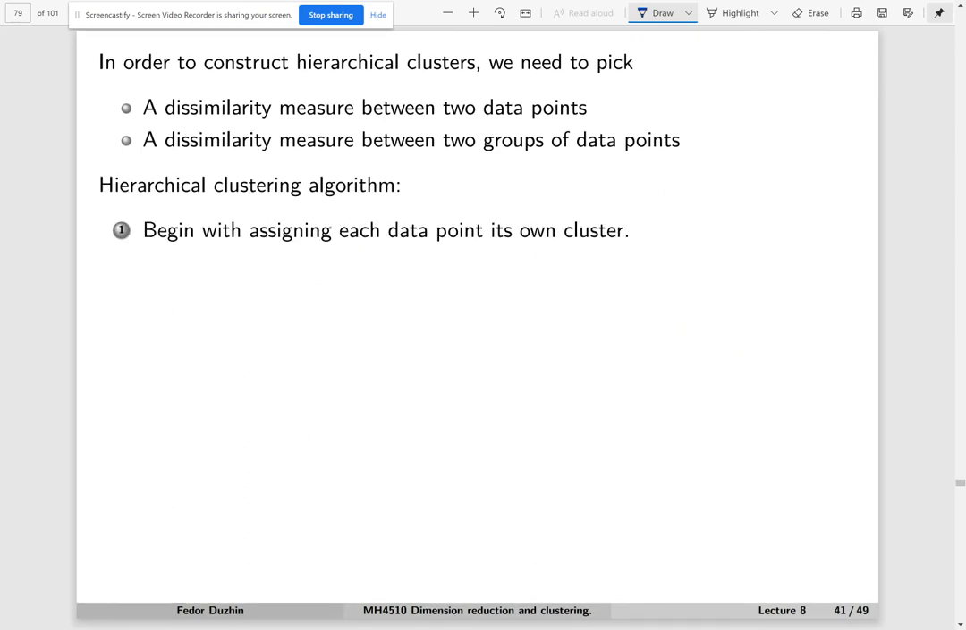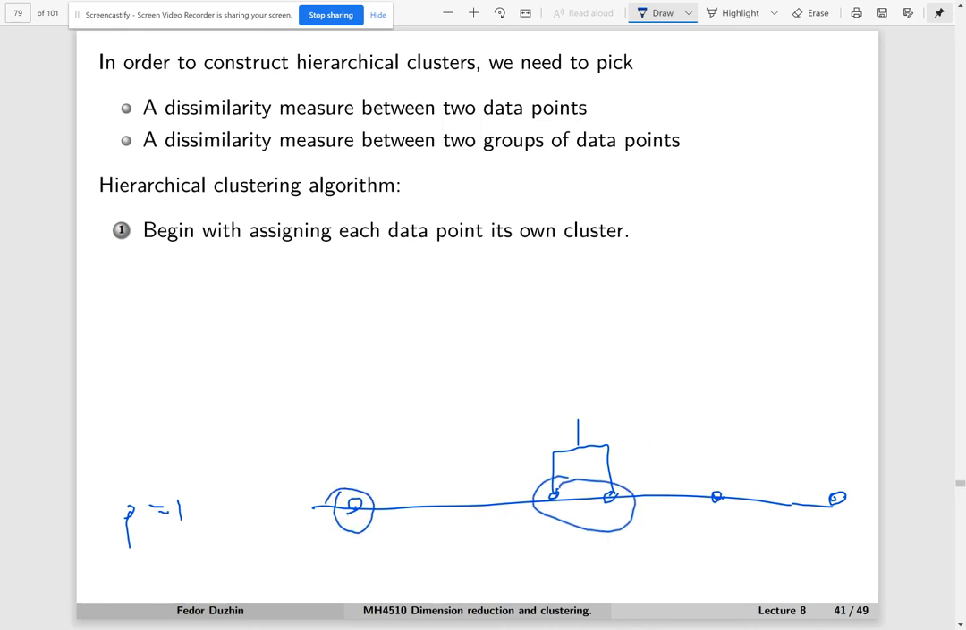We begin with assigning each data point its own cluster. Let me explain it on a 1-dimensional data set. Suppose that p is 1 for simplicity, and these are my data points: 1, 2, 3, 4, 5. I begin by assigning each data point its own cluster. Then I see which 2 data points are most similar to each other, and let's say it's these. Then I combine them into 1 cluster. Now I have 4 clusters.